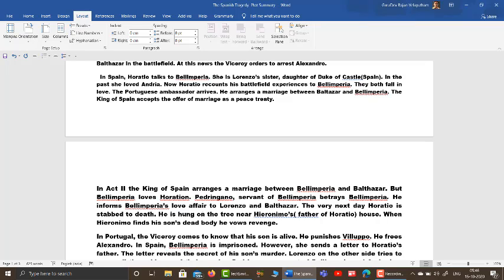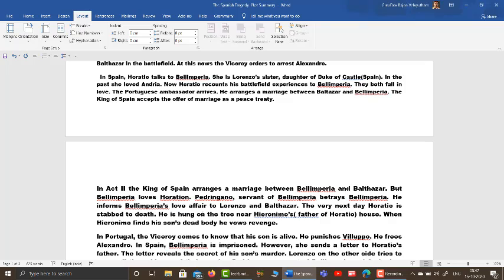Now Horatio, who is the son of Hieronimo, brings the news to Bellimperia. In the past, she loved Andrea. Horatio recounts what happened in the battlefield, and Bellimperia comes to know that Don Andrea did not die in the battlefield, he was murdered. Bellimperia inquires who murdered Don Andrea, and he says it is Balthazar who murdered her lover Andrea in the battlefield.